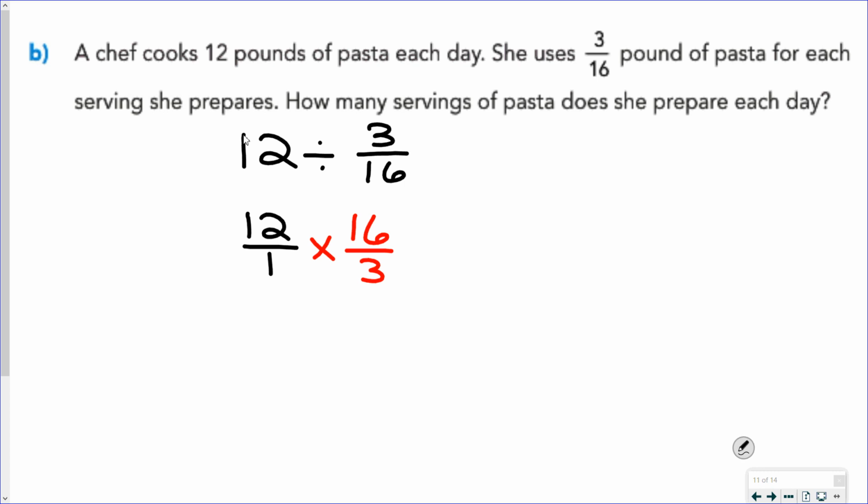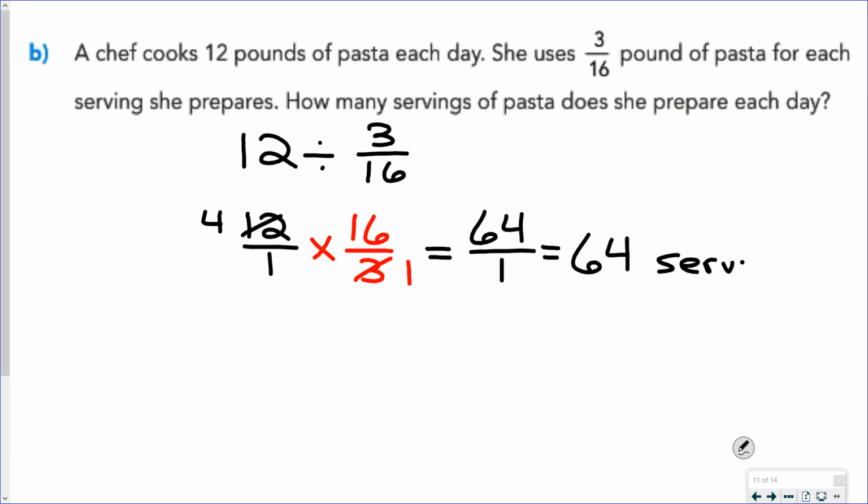So now we can simplify since we have a numerator and a denominator that we can divide by the same number. We have both 12 and 3. I can divide both 12 and 3 by 3. 12 divided by 3 is 4. 3 divided by 3 is 1. And so I multiply those together. 4 times 16 is essentially 4 times 10, which is 40, and 4 times 6, which is 24. 40 plus 24 is 64. 1 times 1 is 1. 64 over 1 simplifies down to 64, and that would be 64 servings.